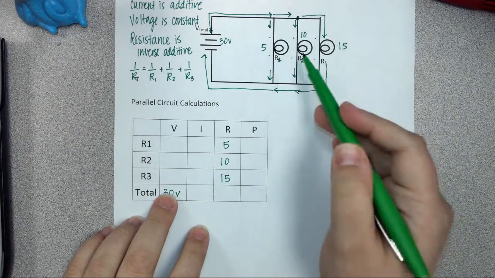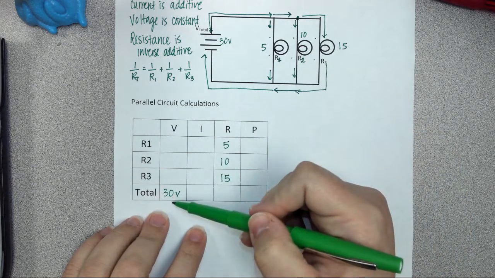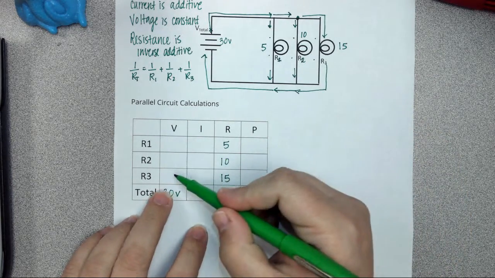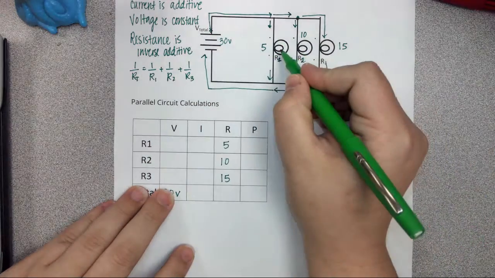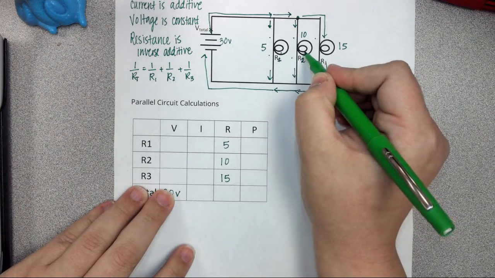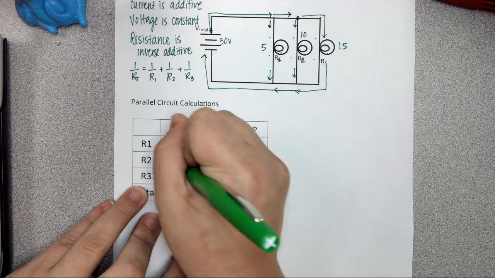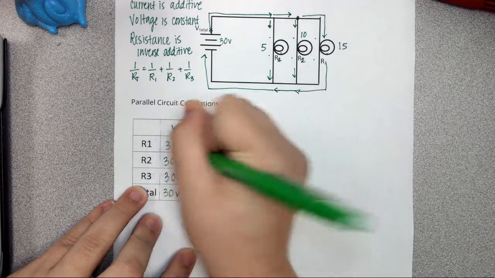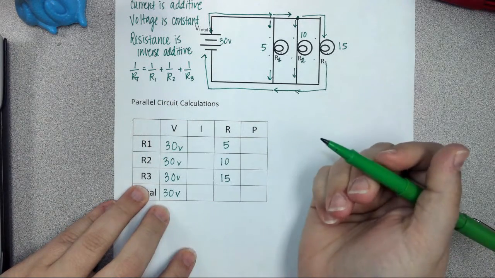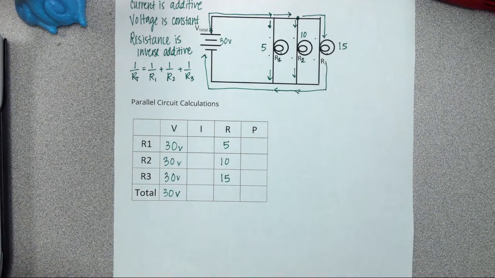We know that because it's a parallel circuit, our voltage is constant. So if we have 30 volts here, we're going to lose 30 volts across this resistor, across this one, and across this one. So we can put 30 in each of these boxes. Okay? So we know that.